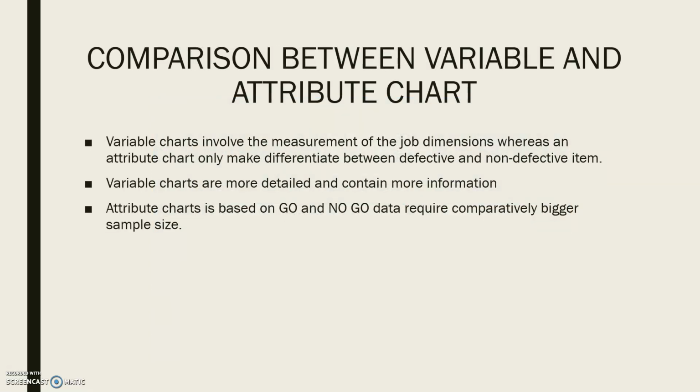Comparison between variable and attribute chart. First, variable chart involve the measurement of the job dimensions, whereas an attribute chart only make differentiate between defective and non-defective item. Variable charts are more detailed and contain more information. Attribute chart is based on go and no-go data and requires comparatively bigger sample size.